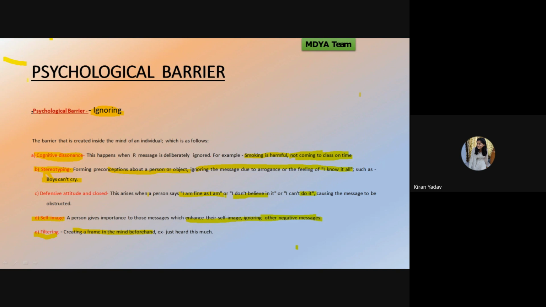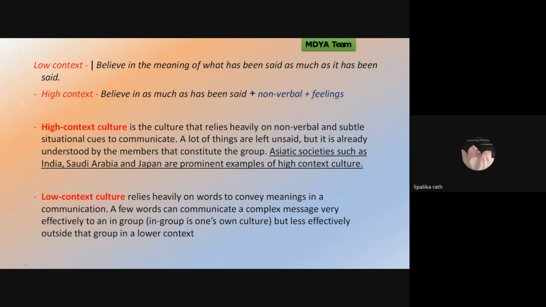These are psychological barriers. If you have any doubt in this, you can ask. No doubt, ma'am. Okay.